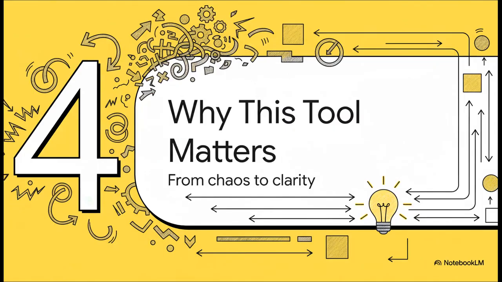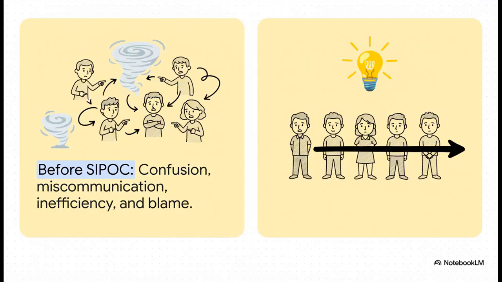Okay, so we've built one, but why should you and your team actually invest the time to do this? Well, the reason is simple. It's about transforming your workflow from a state of total chaos to a state of absolute clarity. I mean, just look at this contrast. Before you have a shared map, like SIPOC, what do you get? Confusion, miscommunication, inefficiency. And when things go wrong, it leads to blame. We've all been there. But after everyone agrees on this high-level view, you get clarity, you get team alignment, and you get a real sense of shared ownership. It becomes the foundation you can build improvements on.